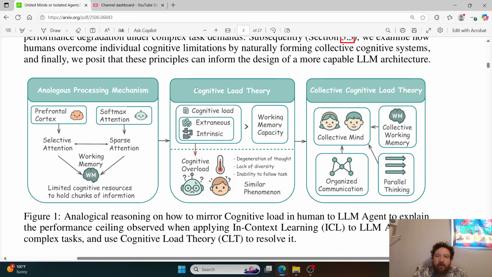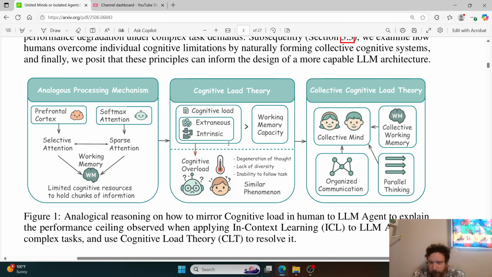Within cognitive load theory, you have a problem, and any problem that you give the model goes through two limitations: the problem space and the amount of working memory that the model is working with. If the problem overloads both of those spaces, you get cognitive overload, and that's true within both humans and AI models, which leads to a degeneration of thought, lack of diversity, and inability to follow the task.